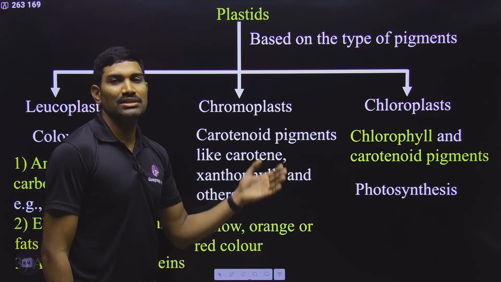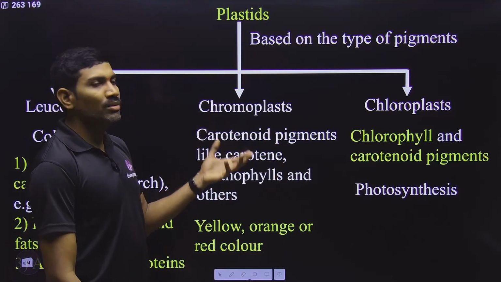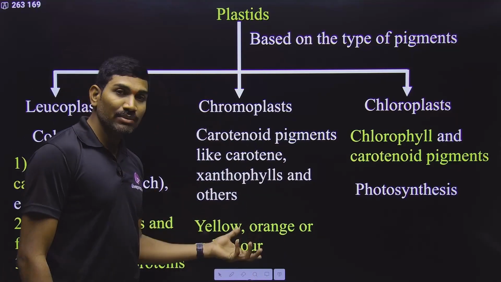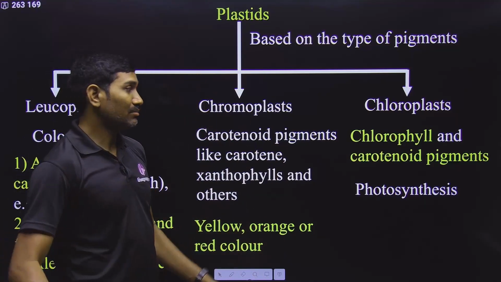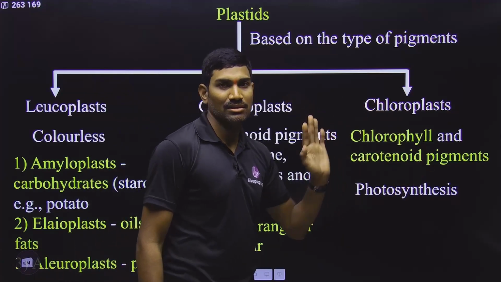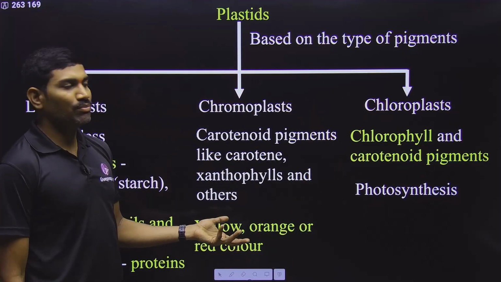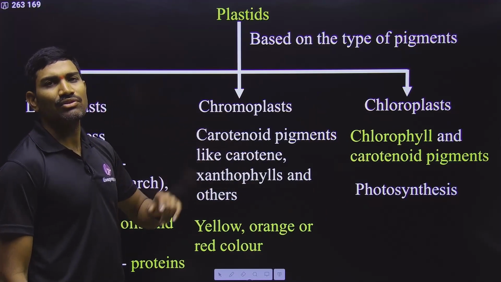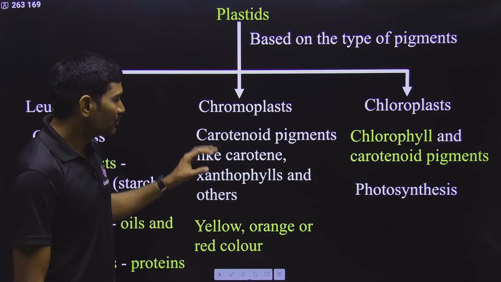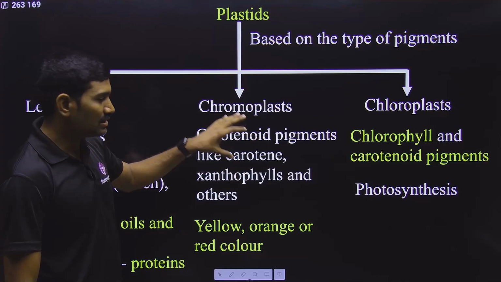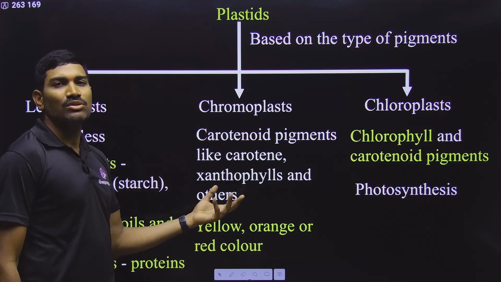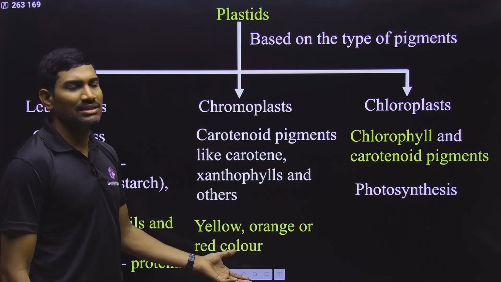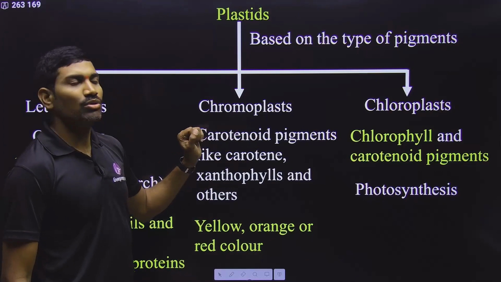Now come to the next one, the chromoplast. Chroma means color. So these have some colored pigments, but pigments other than green, because green comes under the chloroplast. Clear? The different types of pigments present are carotenes, xanthophylls, and likewise different carotenoid pigments. Because of these pigments, they give colors like yellow, orange and red. These are the colors we generally observe because of the chromoplast.